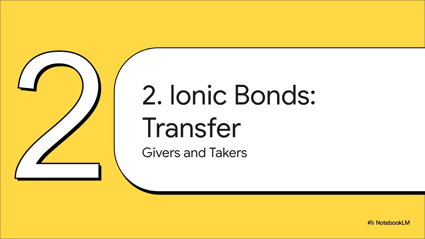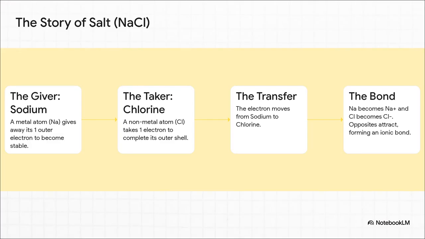Okay, let's tackle that first path, the transfer. This is what leads to an ionic bond, and it's really a simple story of a giver and a taker. And the perfect example is plain old table salt, sodium chloride. So you've got sodium over here, a metal with 1 extra electron that it is desperate to get rid of. And then you have chlorine, a nonmetal that's just 1 electron away from having a perfect set. It's a match made in heaven. Sodium happily gives away its electron to chlorine. Now, sodium has a positive charge, and chlorine has a -1. They've become what we call ions.